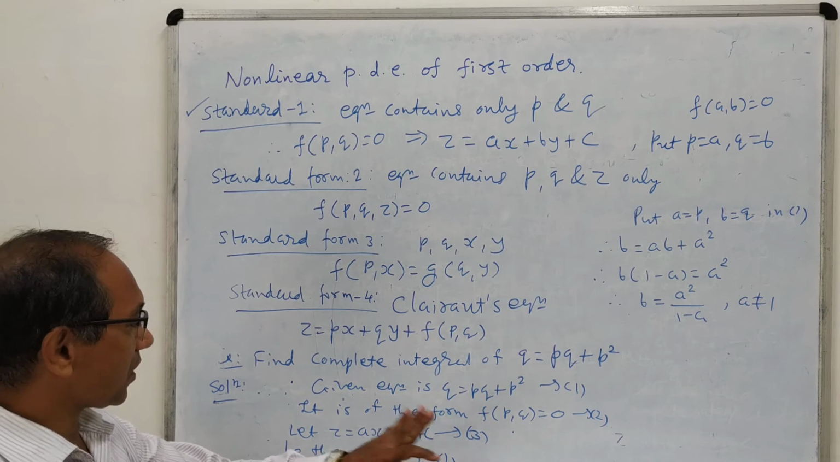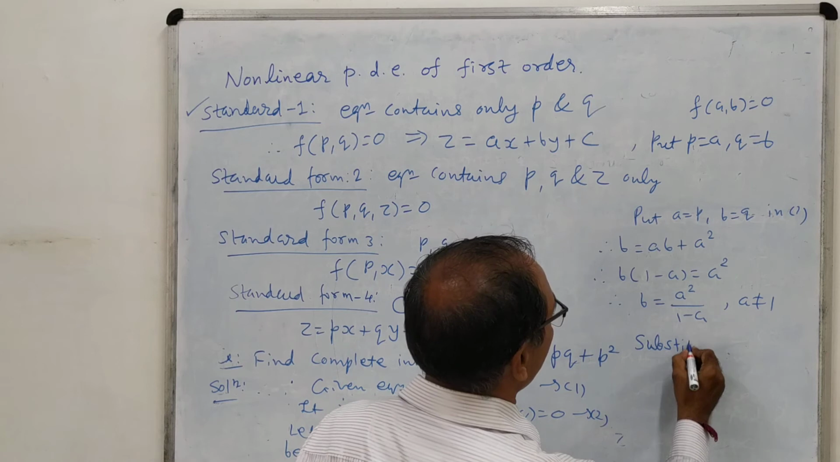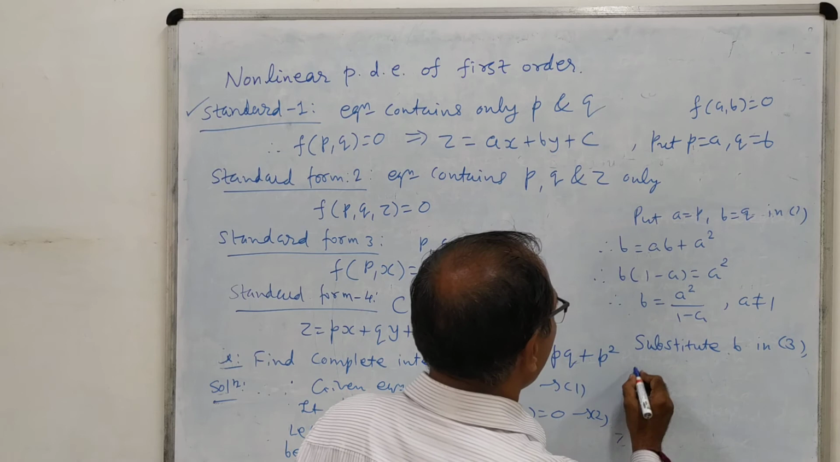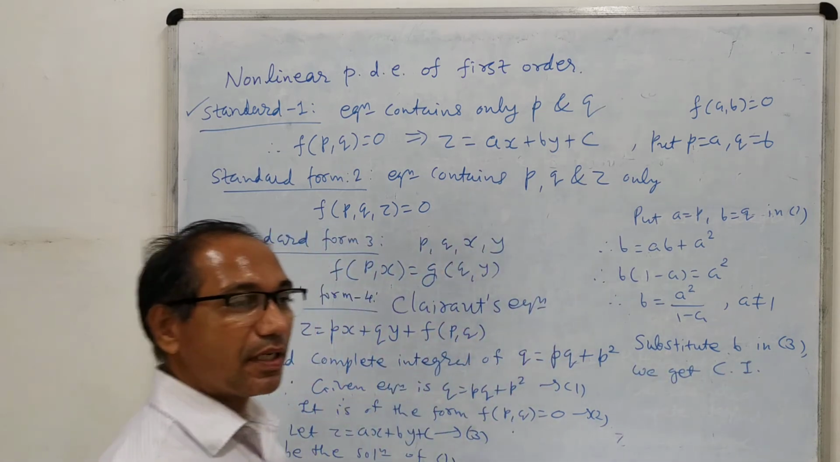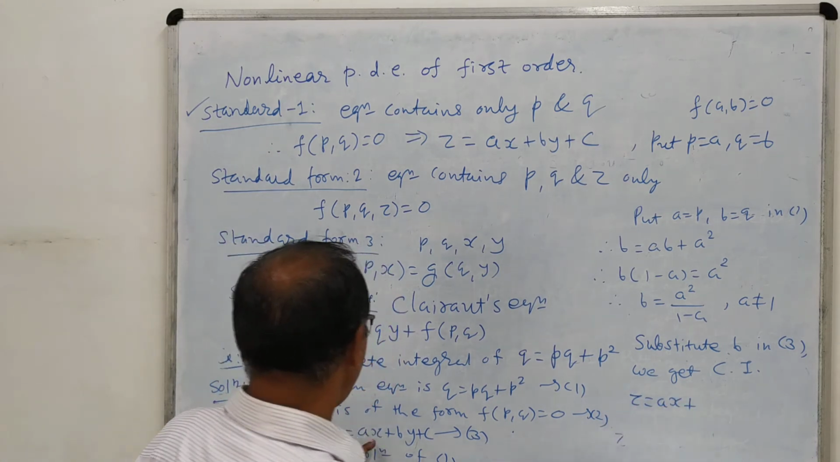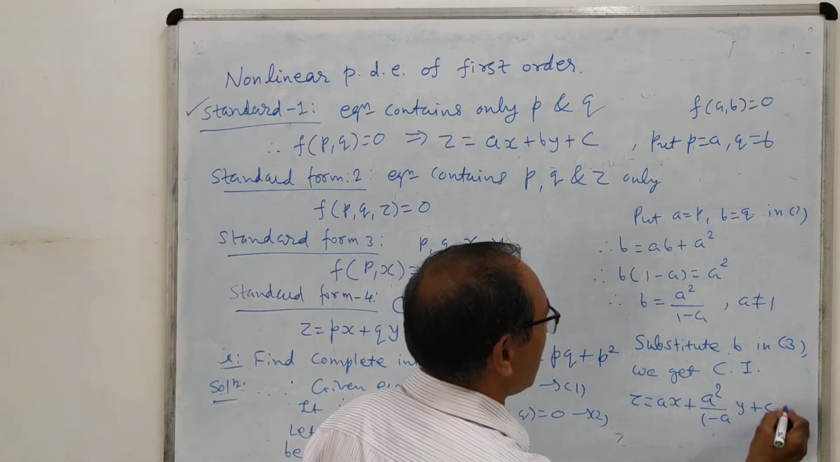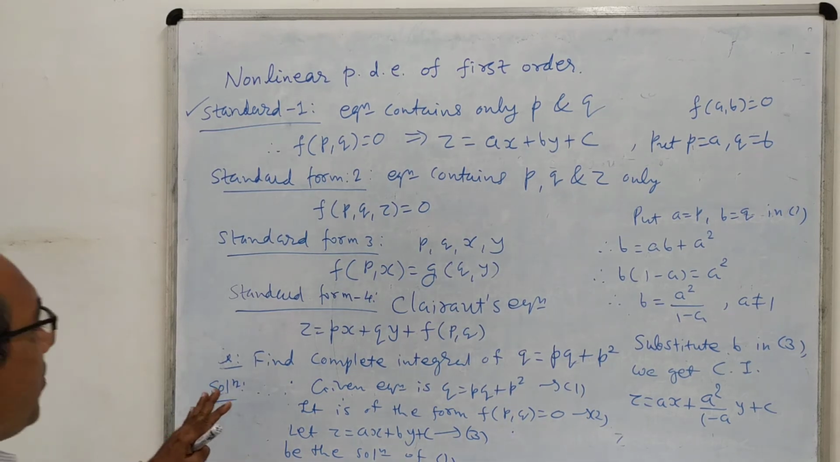Then finally we will have to substitute this value in 3. So substitute b in 3, we get the complete integral. The complete integral is z equal to ax plus by, b is a square upon 1 minus a, into y plus c. So that's all. It is the final answer. So this example was also asked in the examination.